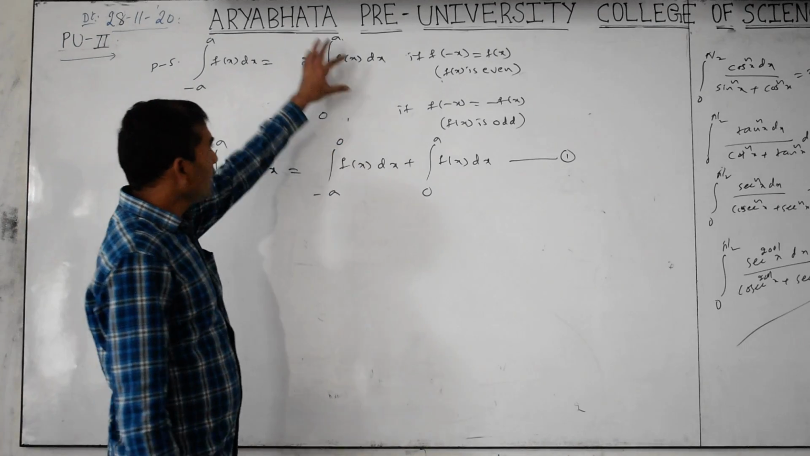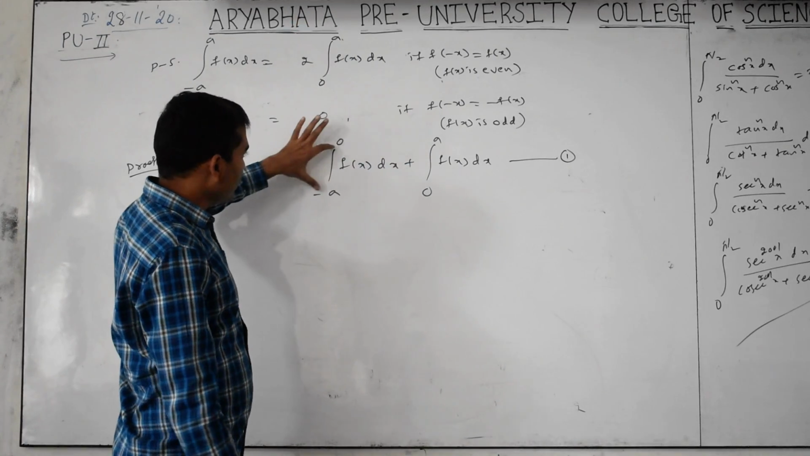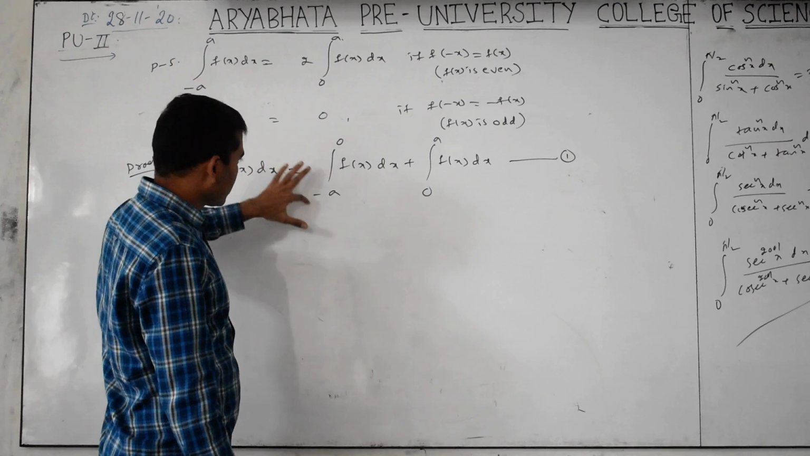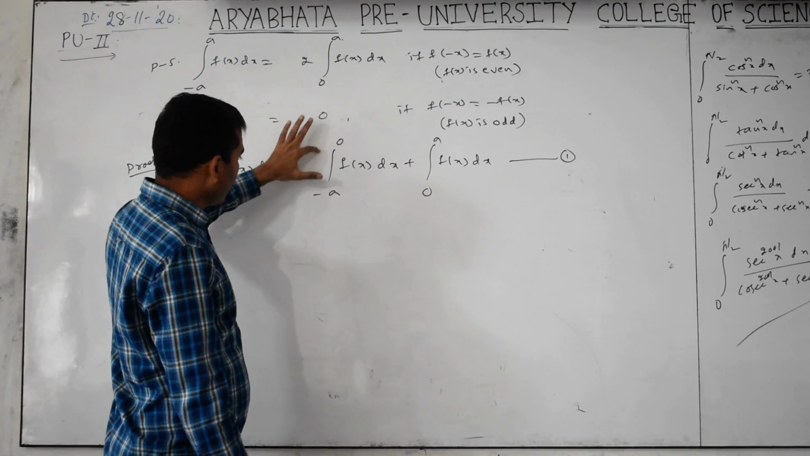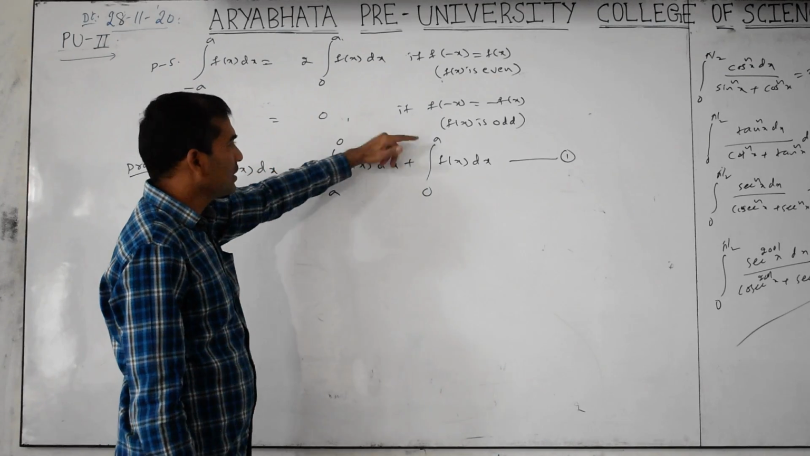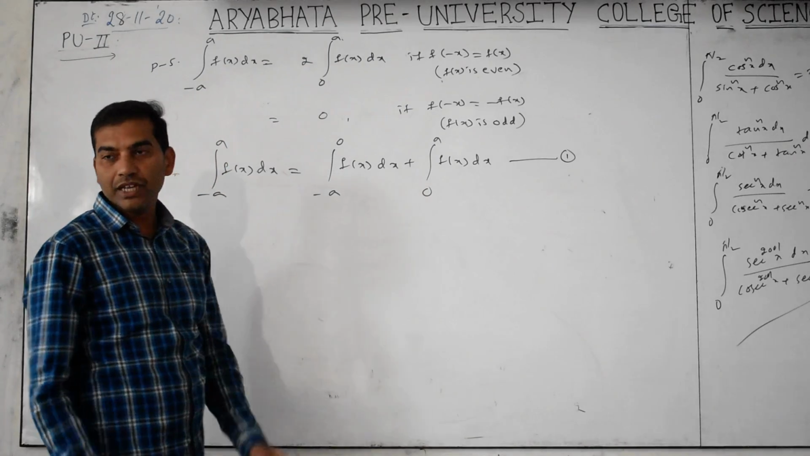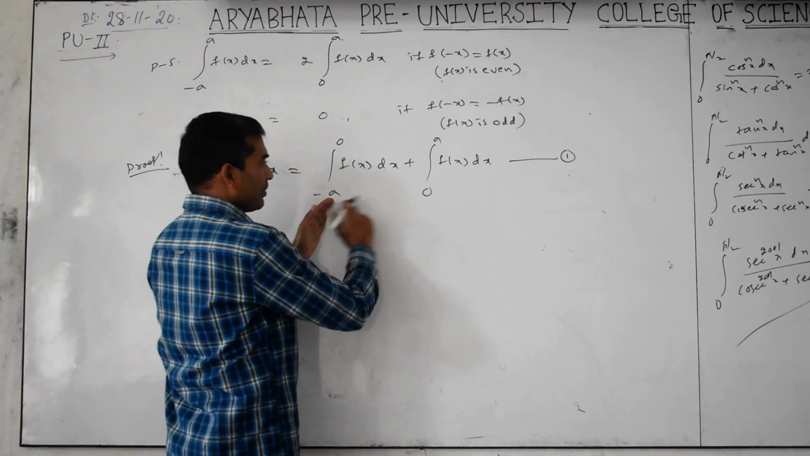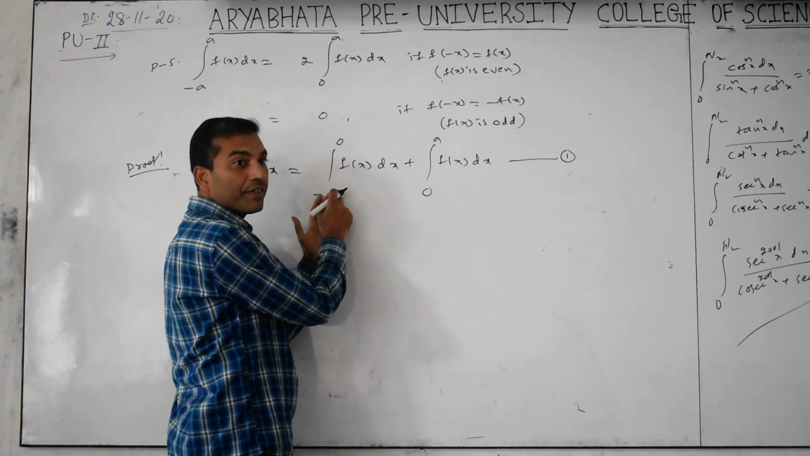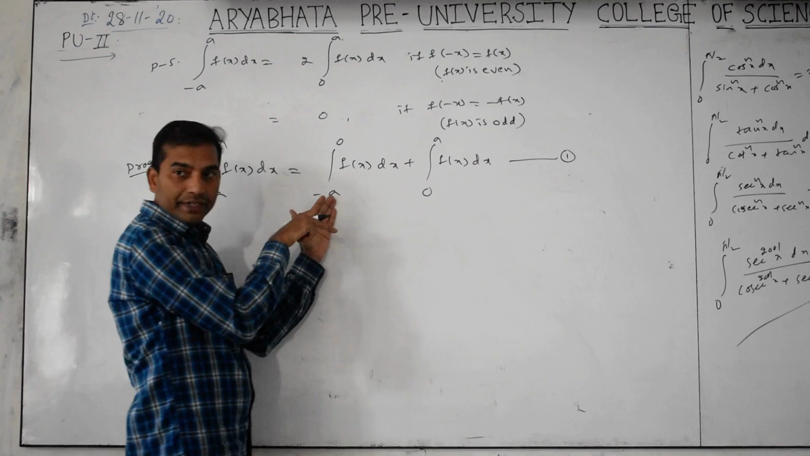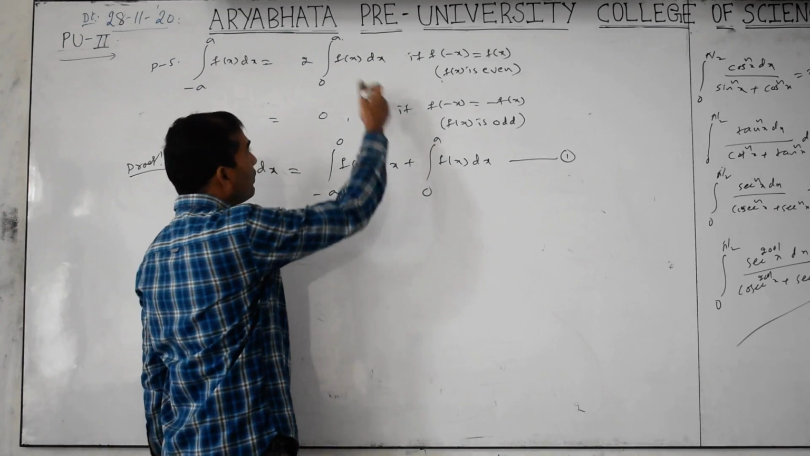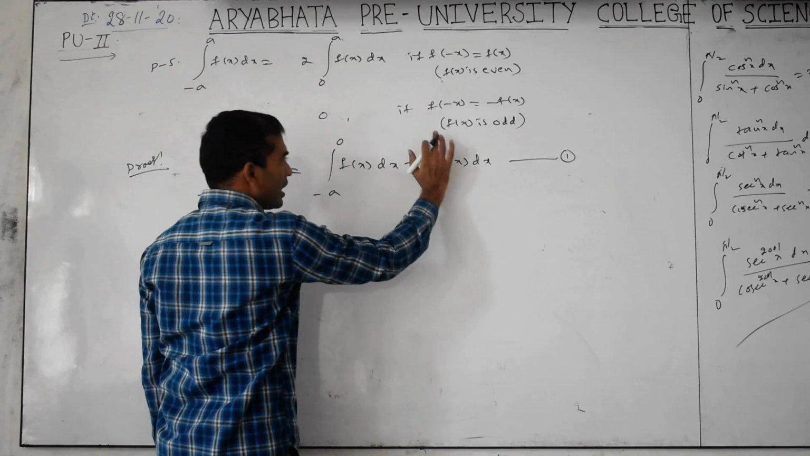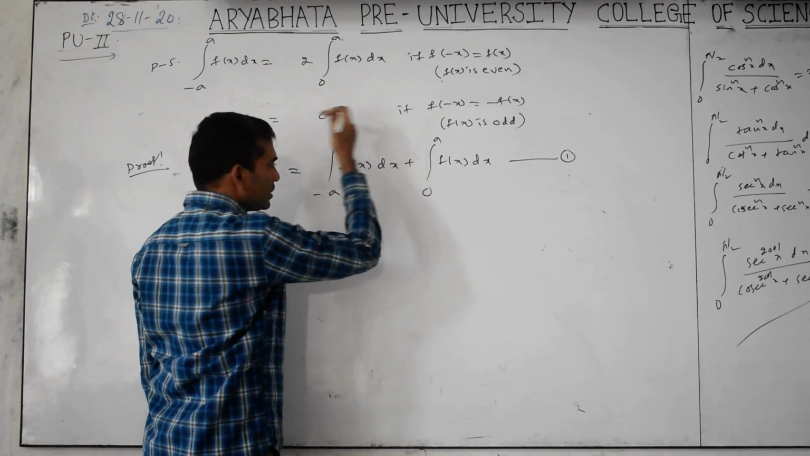So 0 to a is fine, but these limits are different. Let us solve this one. For this one we have to change the limits to 0 to a, then we can add the 2 integrations. This we can't add. Why? Because the limits are different, so we should make the limits equal. We have to prove with 0 to a only, so this one let it be. This we have to change.